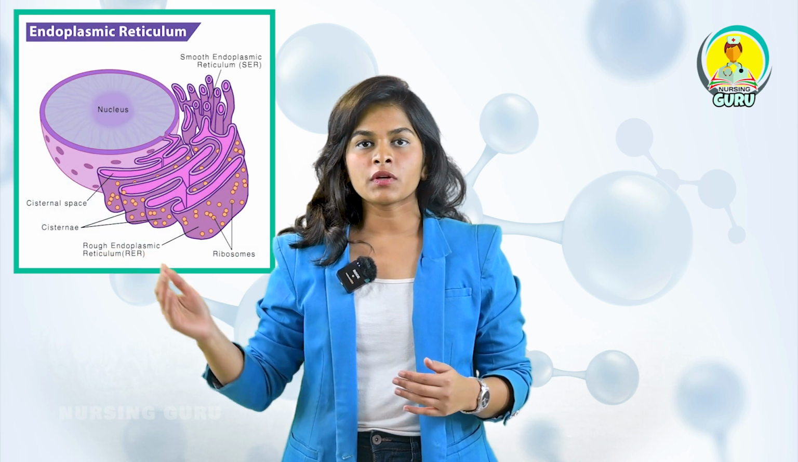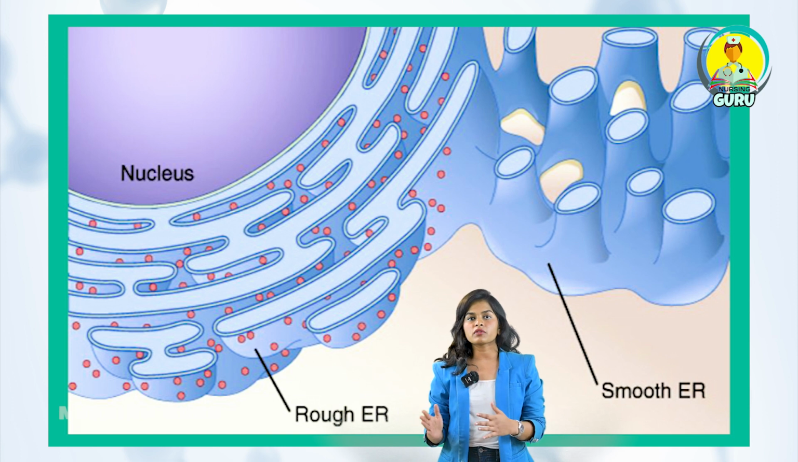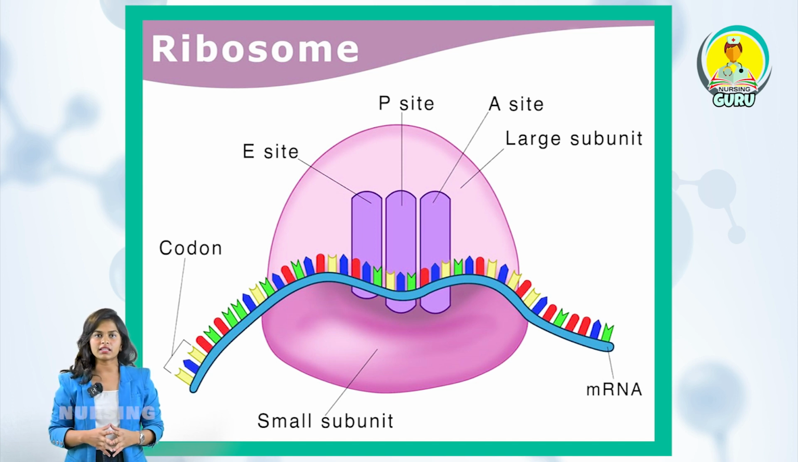So our next topic is the endoplasmic reticulum. Again, we have two types of endoplasmic reticulum, smooth endoplasmic reticulum and the rough endoplasmic reticulum. Let's talk about the smooth endoplasmic reticulum first. Smooth endoplasmic reticulum, also known as SER, does not have ribosomes on it. So now, what are ribosomes? Guys, ribosomes are also known as protein factories. They are responsible for the synthesis of proteins.